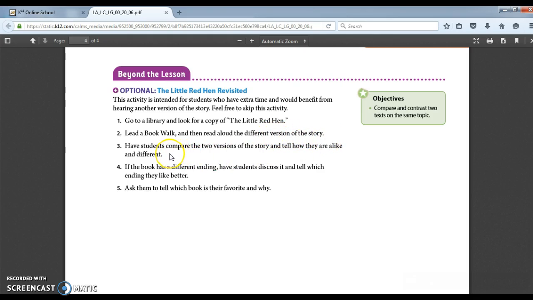So students, you could read that book and then you could compare the two versions of the story and tell how they are alike and how they are different. And maybe the book that you choose at the library might have a different ending than the story had in our story that we read. So you may want to tell your learning coach whether you like the story that we read better or the one that perhaps you choose at the library. You might like it best. So you may want to tell them which one is your favorite.